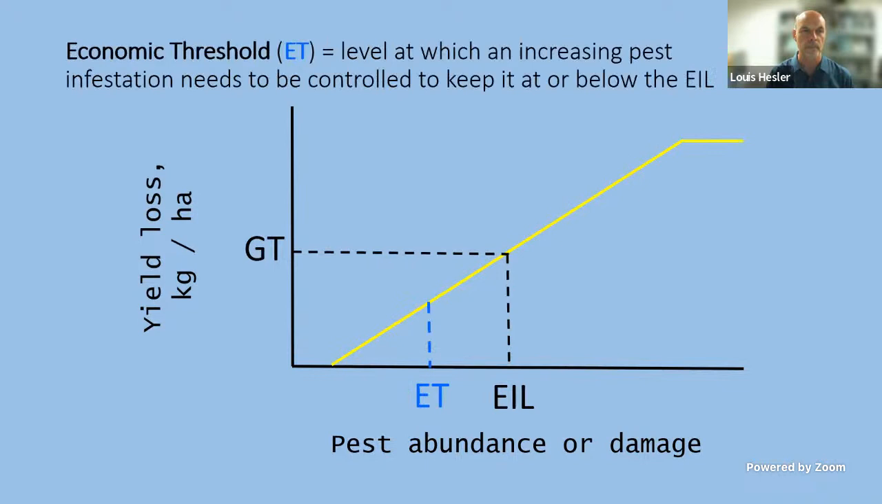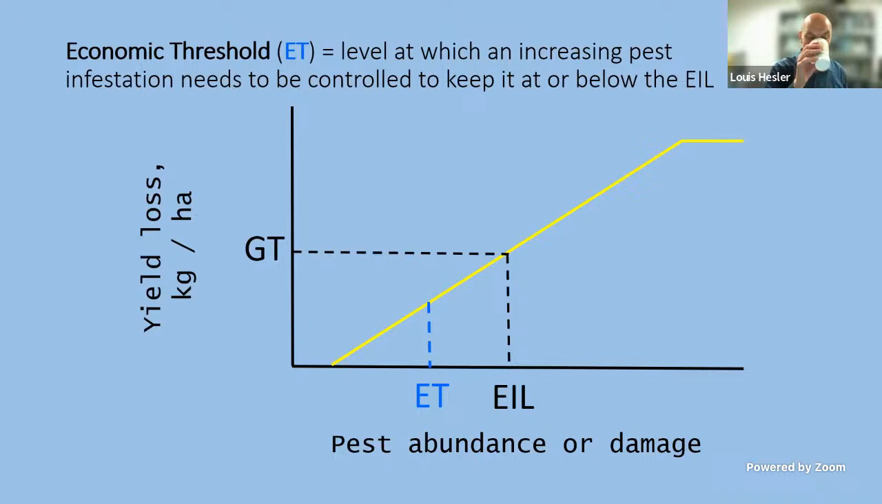Okay, a second concept associated with the economics of pest management is something called the economic threshold, ET. It's sometimes called an action threshold. And it's the level at which an increasing pest infestation needs to be controlled to keep it at or below the EIL.